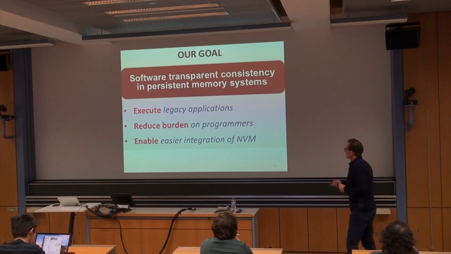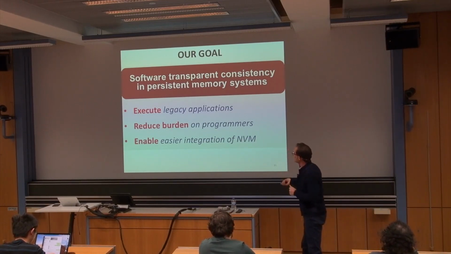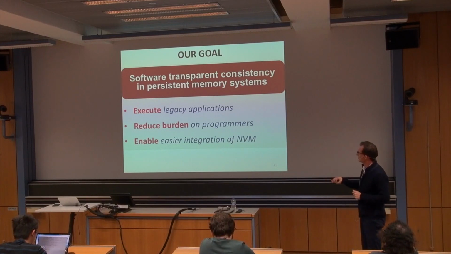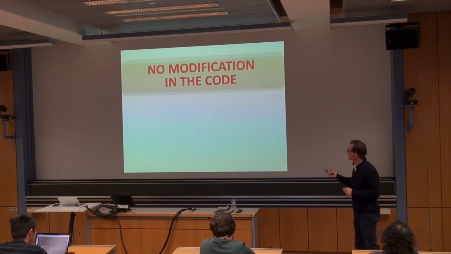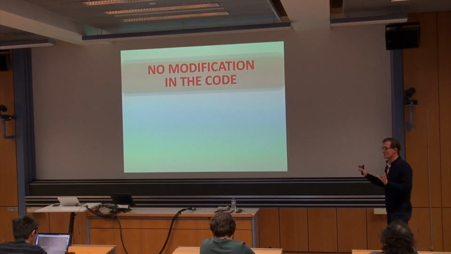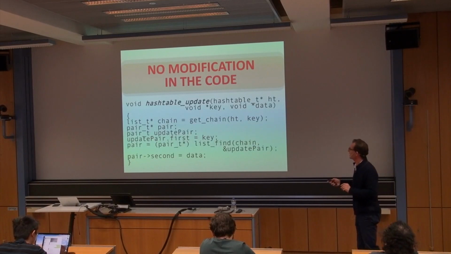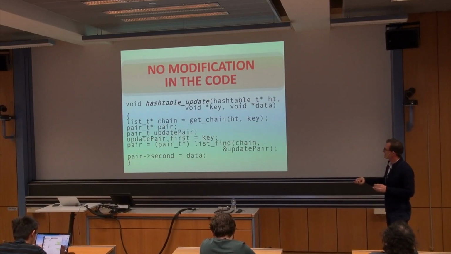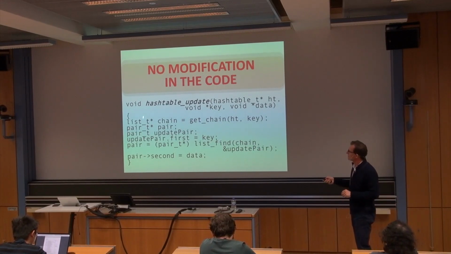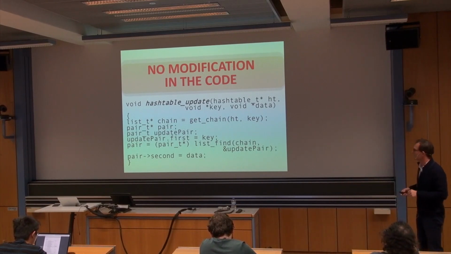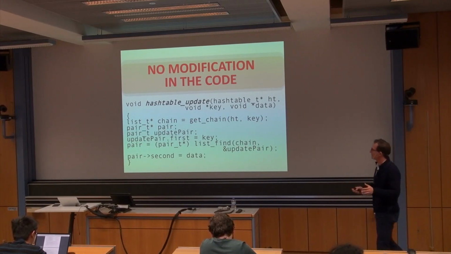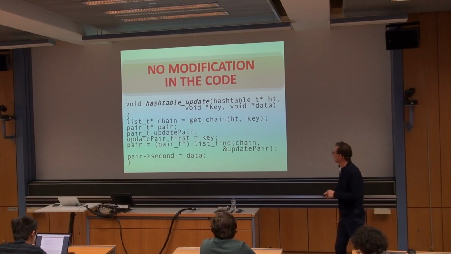Okay, so the next goal is reducing the burden on programmers. Clearly, you don't want programmers rewriting all of the code, and hopefully this enables easier integration of NVM. So basically we don't want any modification in the code, and we want things to work very efficiently. So how do you get that? We want exactly this to work. If you get a crash somewhere, maybe you restart from somewhere in between. I don't know where exactly. We'll talk about checkpointing. There's always a trade-off between where you restart and how much performance you lose.